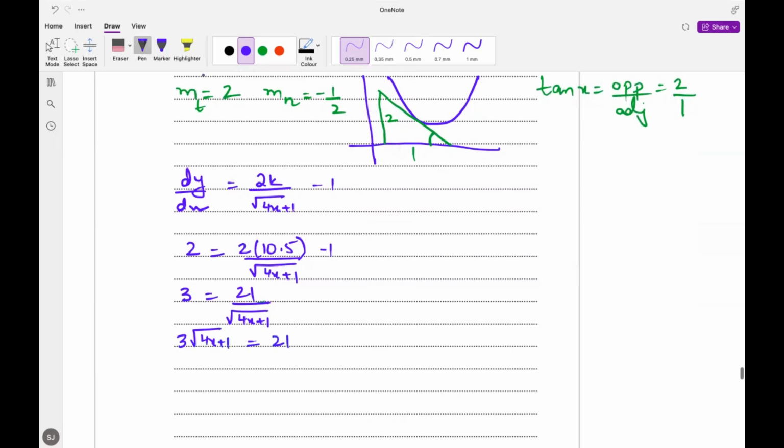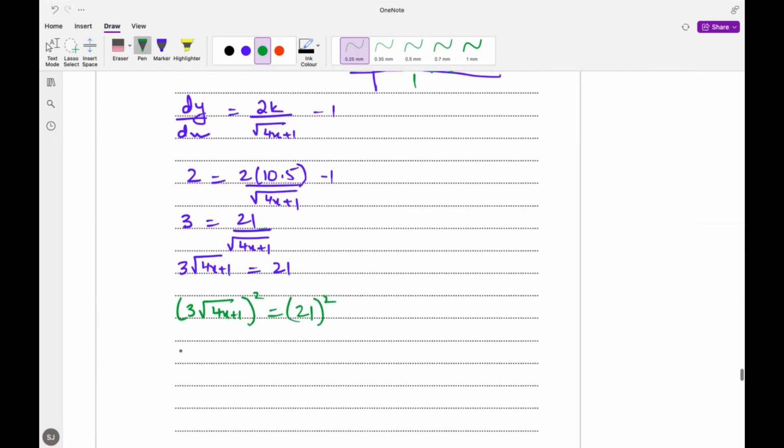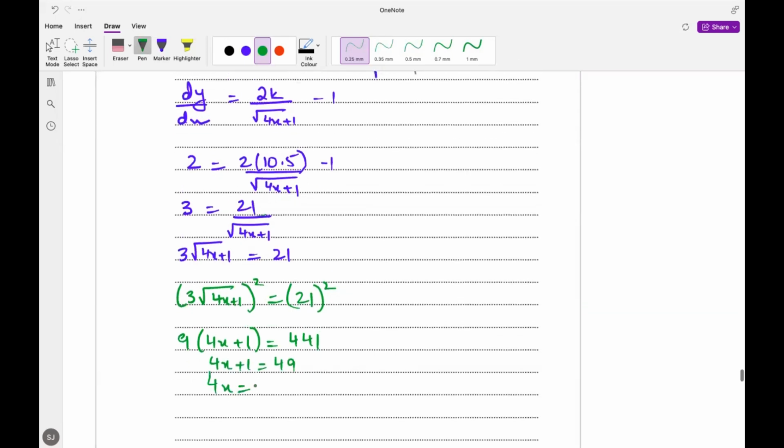To find the value of x, we'll square both sides. Squaring 3 times square root of 4x plus 1 and squaring 21, we get 9 times (4x plus 1) is equal to 21 squared, which is 441. 441 divided by 9 is 49. So 4x plus 1 will be equal to 49. So 4x is equal to 48 and x will be equal to 12.